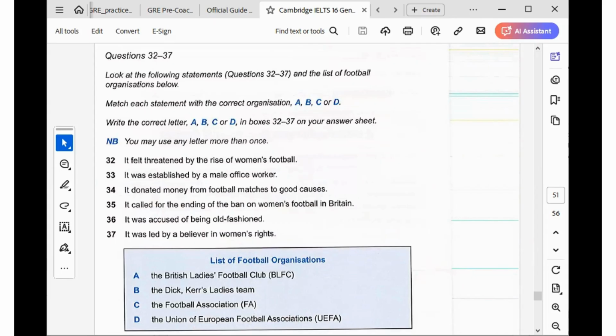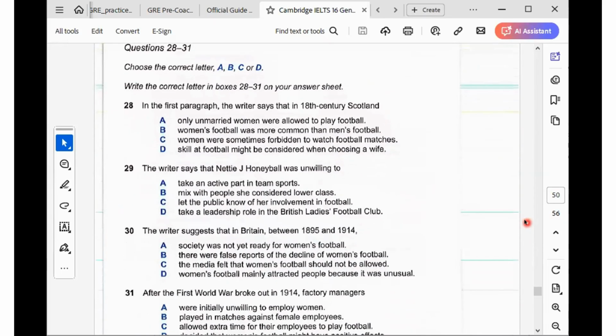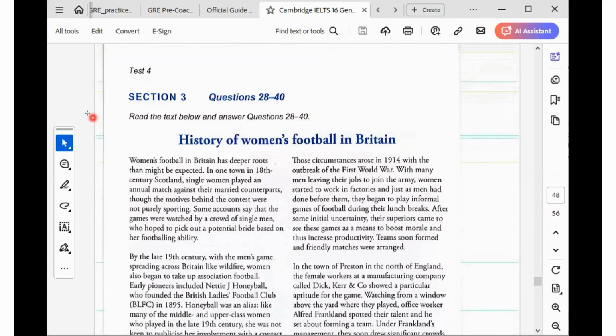Number 35 is D. Okay, ladies and gentlemen, I've solved the matching features questions. Let me move to the multiple choice questions now. Number 28. In the first paragraph, the writer says that in 18th century Scotland, what happened? So I'll go to the passage.